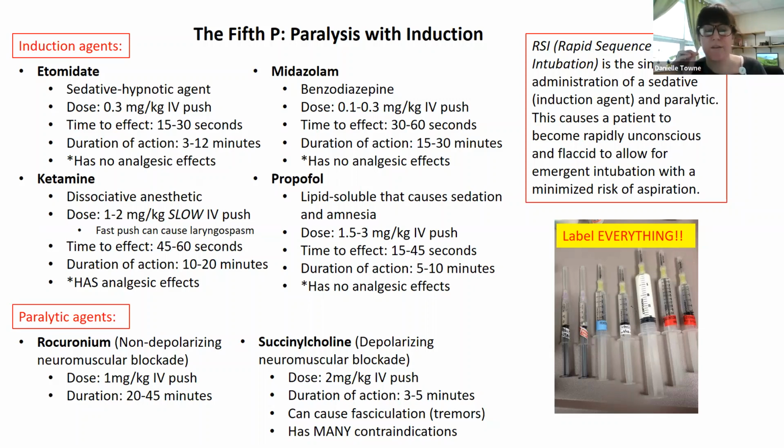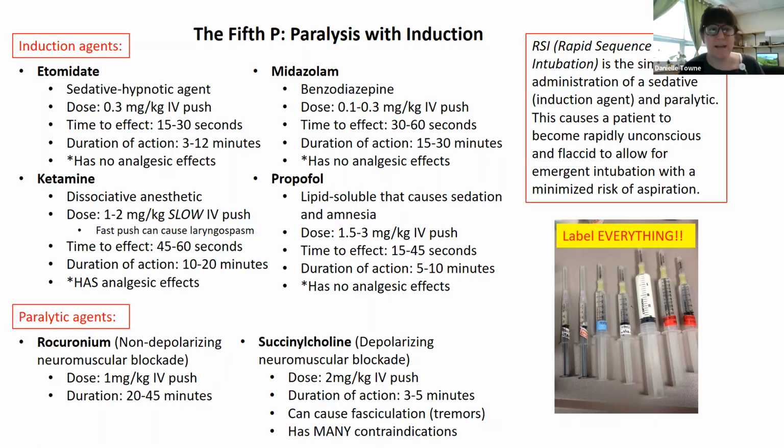So etomidate is a sedative hypnotic, okay? The dose is 0.3 milligrams per kilogram IV push. The time to effect with this is about 15 to 30 seconds once you give the medication for you to start to see sedation. It lasts about 3 to 12 minutes and it has no pain effects actually. So this is one where once you give the medication, you want to always be thinking in the back of your mind, what am I going to give next, right? What am I going to do?